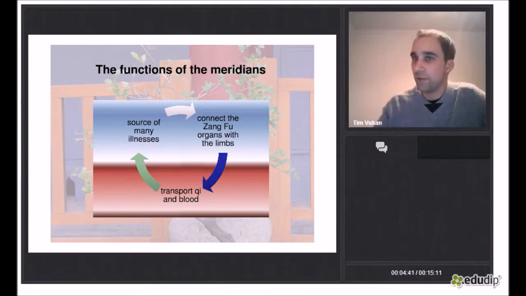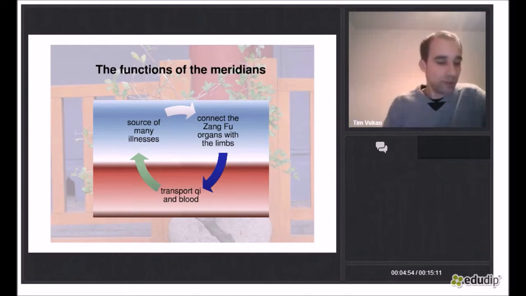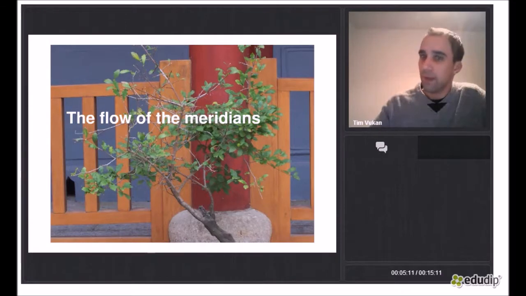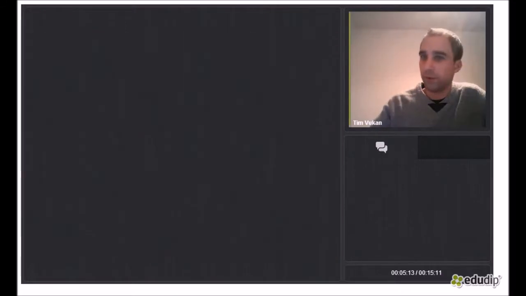So this can be a very easy understanding of how we can get some kind of insight about the functions of meridians. Each meridian is in connection with an organ, as well as with our limbs, our legs, our arms. Therefore, we find a lot of acupuncture points which we can needle on our limbs as well to stimulate and influence organ functions.